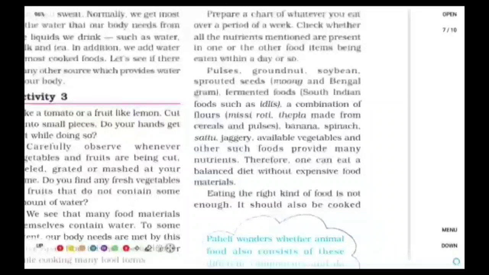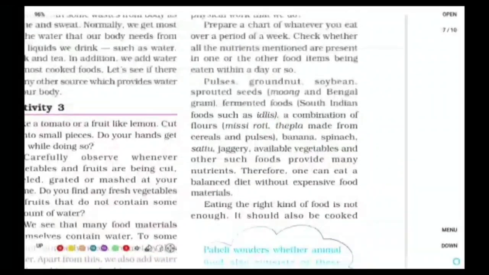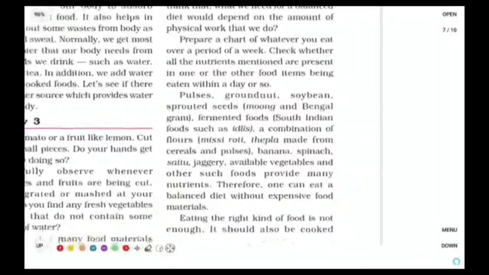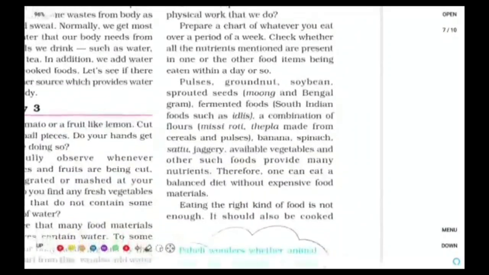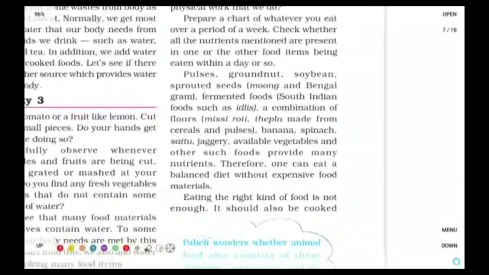Now, balanced diet. What is a balanced diet? This is a diet where all kinds of nutrients are balanced in what we take in. This is very, very good for our body, and this is a balanced diet. Okay, moving to the next page.